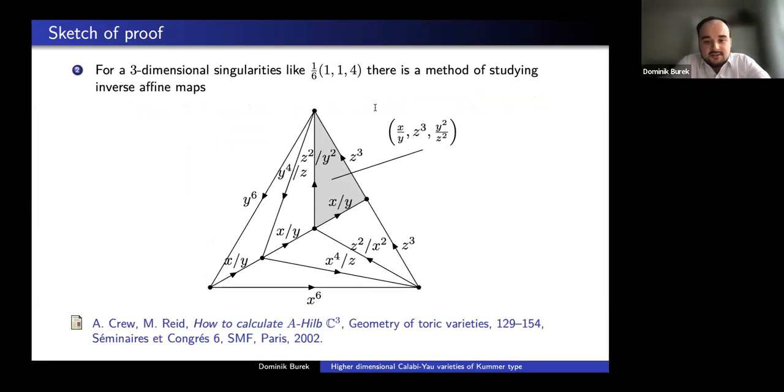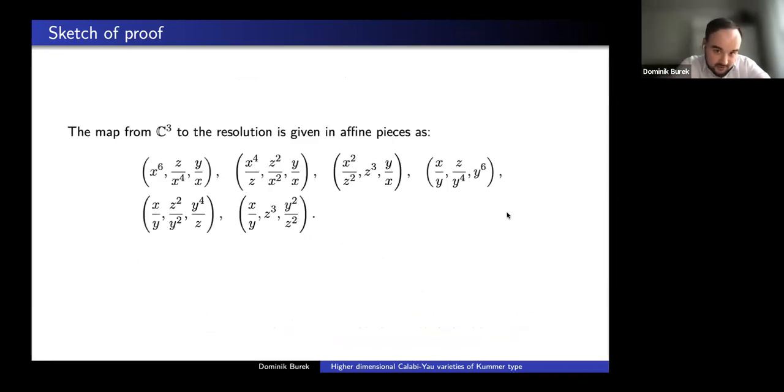In the three-dimensional case, the situation is a little bit more difficult, but thanks to the algorithm written in the paper by Crawley and Reid, we also have a way of dividing the junior simplex in that case into equal area parts. Here is also presented the way of writing some monomials, some rational functions, on the sides of these triangles and arrows, which is helpful in order to construct this map from C3 to the resolution. And it is given explicitly as written.